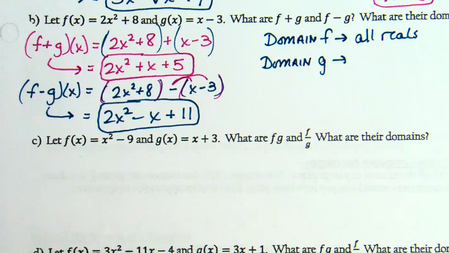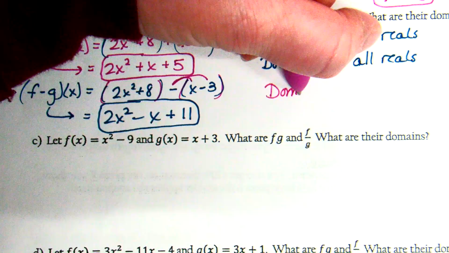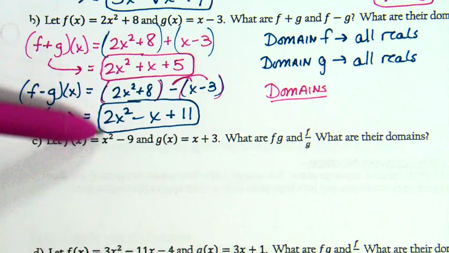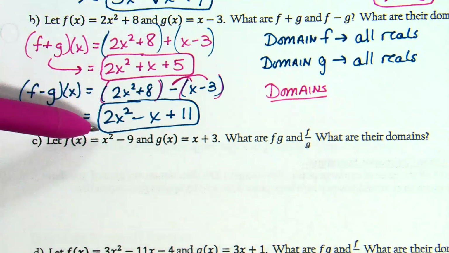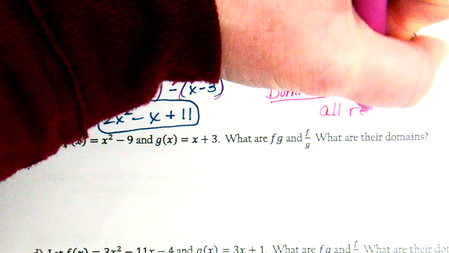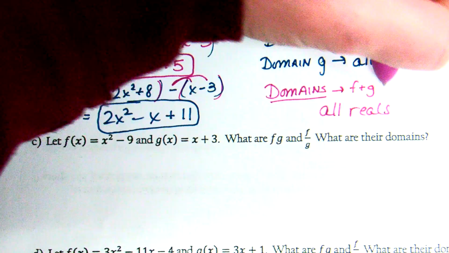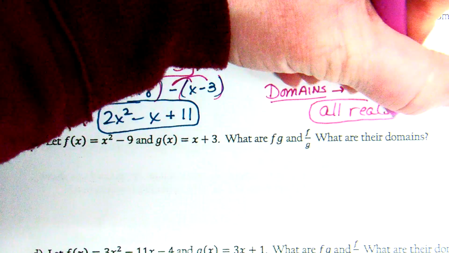So now, what about f plus g and f minus g? Did anything change with those answers when they got put together? Can you still put any number you want in for f plus g and f minus g? Yeah. So my domain for both of those are going to be all real numbers. Okay, all real numbers there.